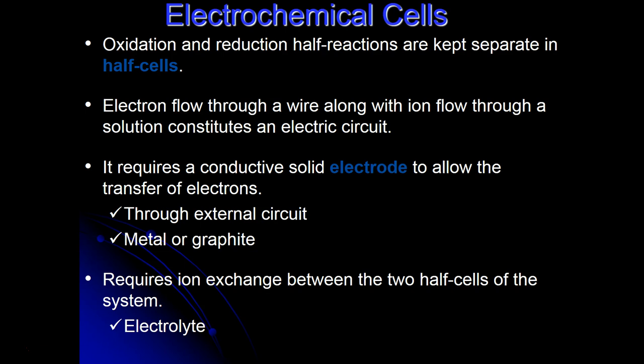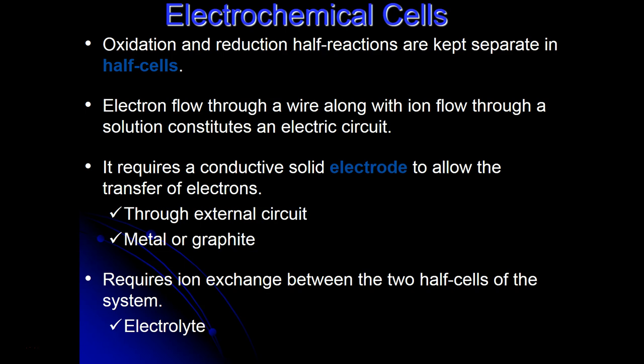Now, how does this all tie together? Well, again, electrochemical cell, aka a battery, is an oxidation and reduction half reaction that have just been kept separate in two half cells. So every battery that you have is actually made up of lots of little cells inside of it, but then it's wrapped in one big housing because it's just easier to transport, it's safer, keeps all the chemicals inside. We get our electron flow through a wire along with an ion flow through a solution so that we make an electric circuit.